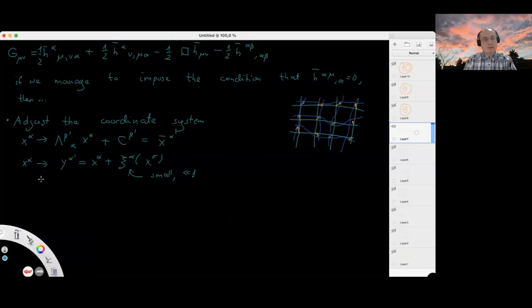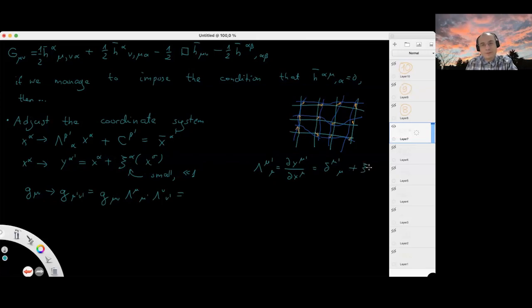And this is admissible because see what happens when we perform this coordinate transformation. In that case, g mu nu transforms into g mu prime nu prime equals g mu nu lambda mu prime, with these guys being basically the appropriate derivatives. So we need to calculate first lambda mu prime mu equals dy mu prime over dx mu. So we've got delta first, because we're differentiating x alpha with respect to x alpha, plus the derivative of xi mu prime component by component in the direction of mu.